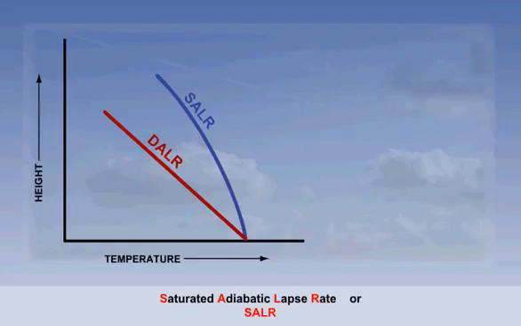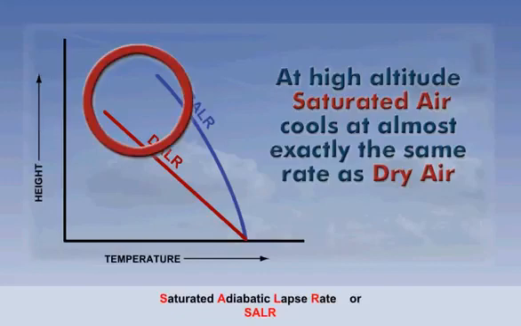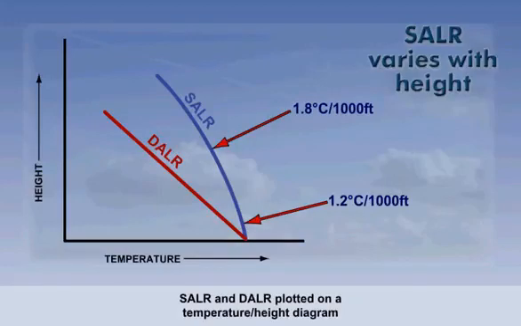The SALR is not constant through the troposphere. It reduces the higher up you go, and in fact, the saturated adiabatic lapse rate is almost exactly the same as the dry adiabatic lapse rate in the upper reaches of the troposphere. This is because the amount of water vapour that is required for saturation reduces at lower temperatures. It therefore follows that the amount of latent heat that is released also reduces as a parcel of air rises. The most commonly used average lapse rate of the SALR is 1.8 degrees Celsius per 1,000 feet, or 0.6 degrees Celsius per 100 meters. However, the actual rate varies from around 1.2 degrees per 1,000 feet at 26 degrees to 2.2 degrees when the temperature is around minus 10 degrees.